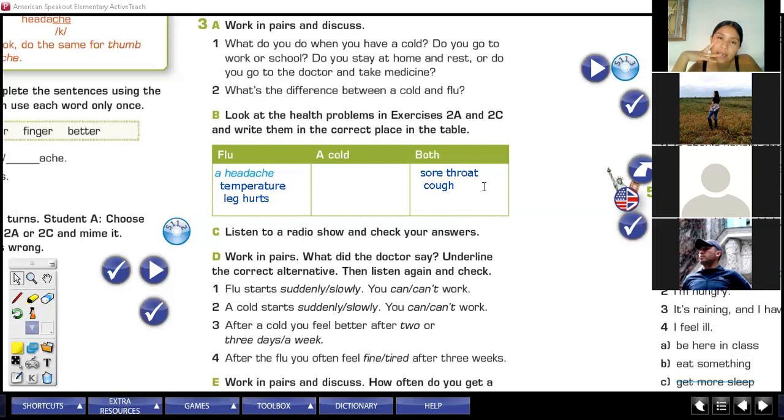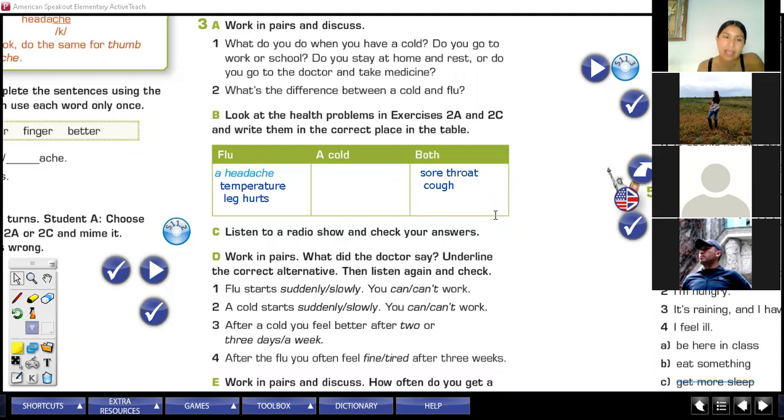Yep, that's it. Runny nose, was it mentioned? No, I didn't hear this. She didn't say something about that. Okay. Well, when do you get the runny nose? I think it's not a flu. It's not a cold. It's not both. Probably we skipped it or I don't know.